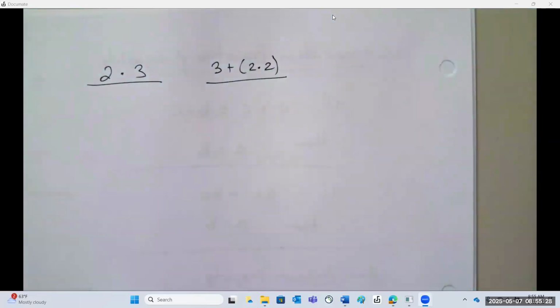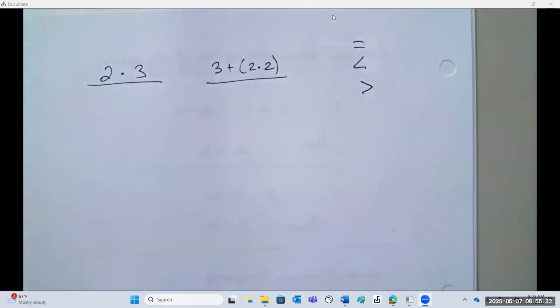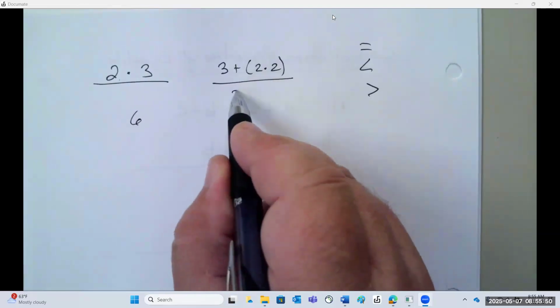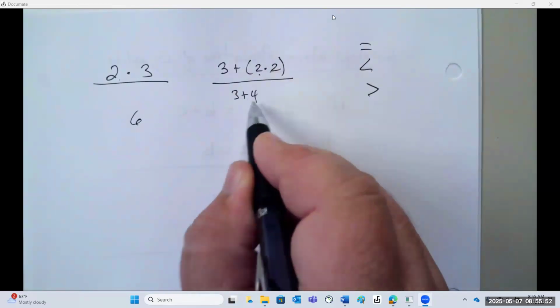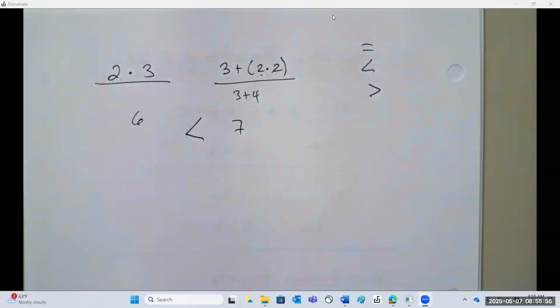Are these equal, less than, or greater than? Well, let's work it out. So 2 times 3 is 6. This one is 3. 2 times 2 is 4. 3 plus 4 is 7. So 6 is less than 7.